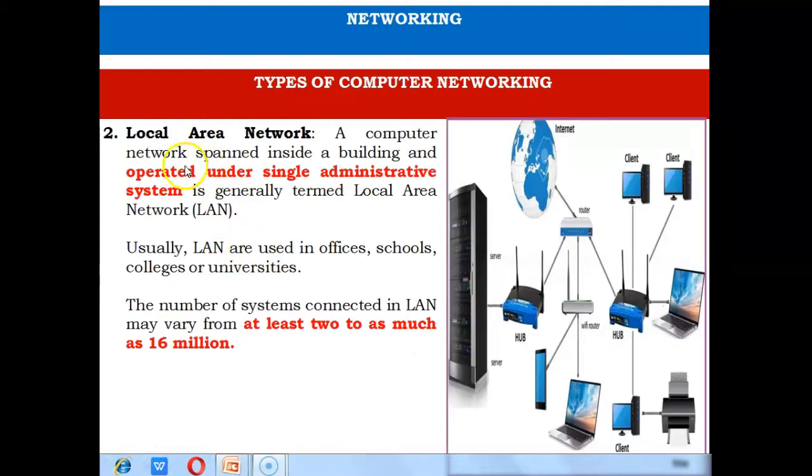The second type of computer network is the local area network. In this network, computer systems are connected within or inside a building such that they can share resources within that building. For example, LAN can be used in offices, schools, colleges, and universities. The number of systems connected in LAN may vary from at least 2 to as much as 16 million computers.